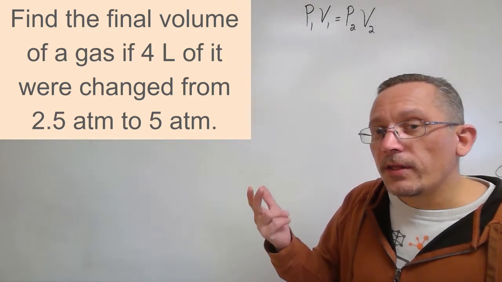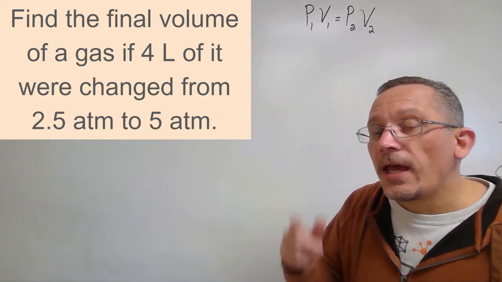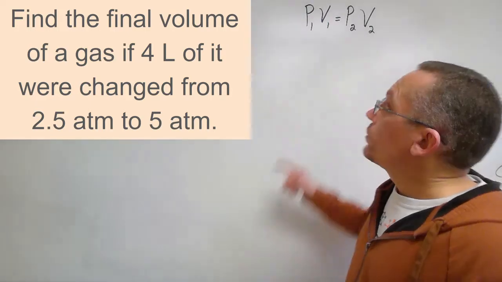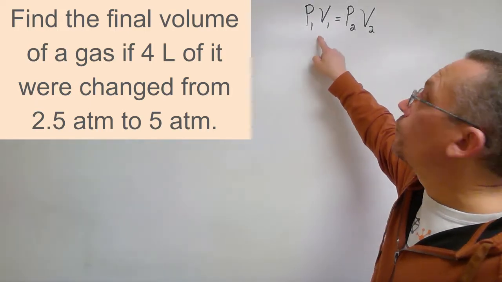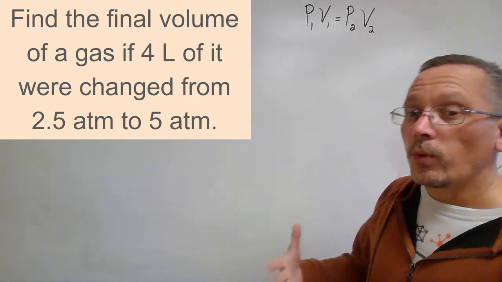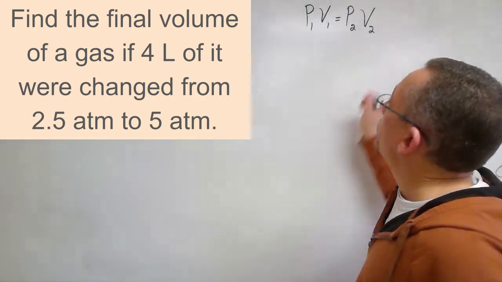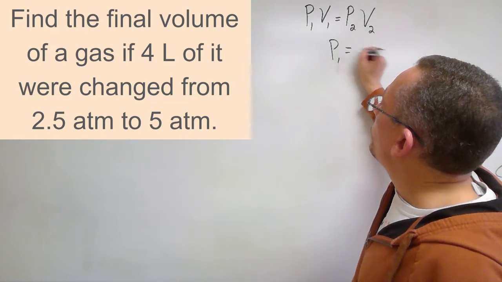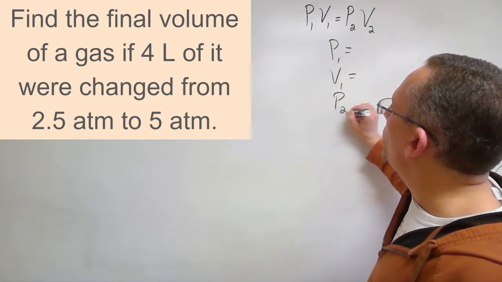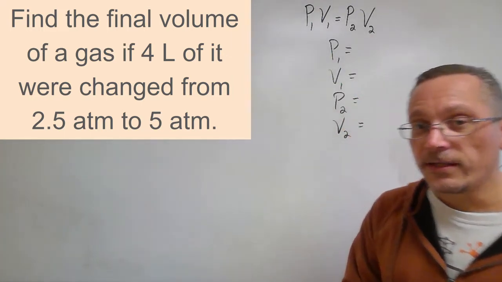So I'm going to read the problem, and I'm going to think about which numbers are pressures, which numbers are volumes, and which numbers are before and which numbers are after. Okay, so I need to identify what is pressure 1, what is volume 1, what is pressure 2, and what is volume 2. And one of those, the question asked me to find. So what I'm going to do is I'm going to write out a list. I'm going to say, okay, this is pressure 1, this is volume 1, this is pressure 2, and this is volume 2. I'm going to look in the problem and see if I can find these numbers.